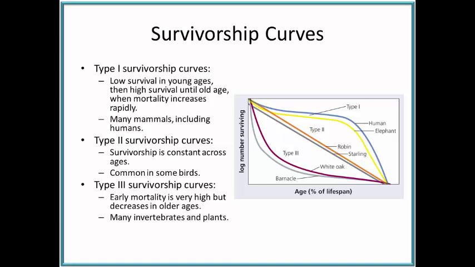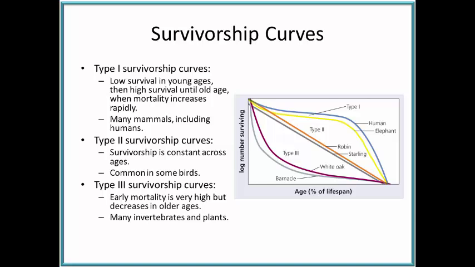Type 2 survivorship, shown as the orange and darker blue line in the middle, is a constant slope downward. This is survivorship that's constant across all ages. Common in many bird species, we see that basically it means that survivorship doesn't change from one year to the other. There's just a constant number of individuals, or I should say more or less a predictable number of individuals that die, and a predictable number of individuals that survive.